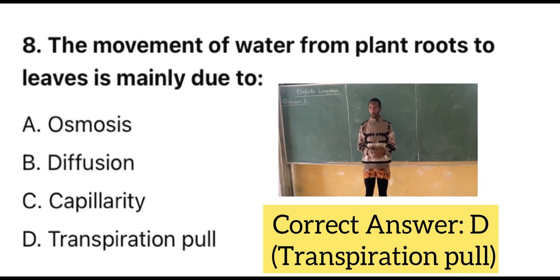Transpiration pull creates a negative pressure that draws water upward through the xylem from the roots up to the leaves. So the correct answer to the question is option D.